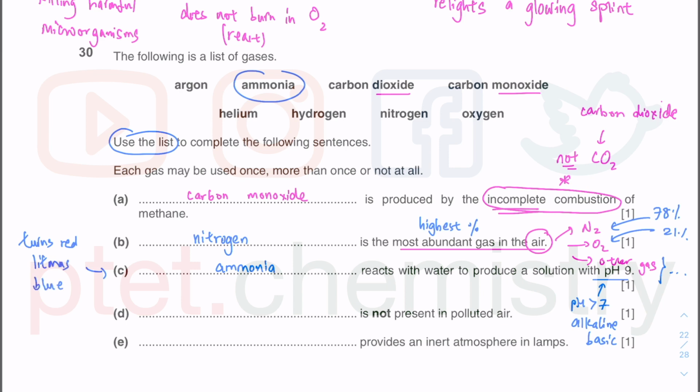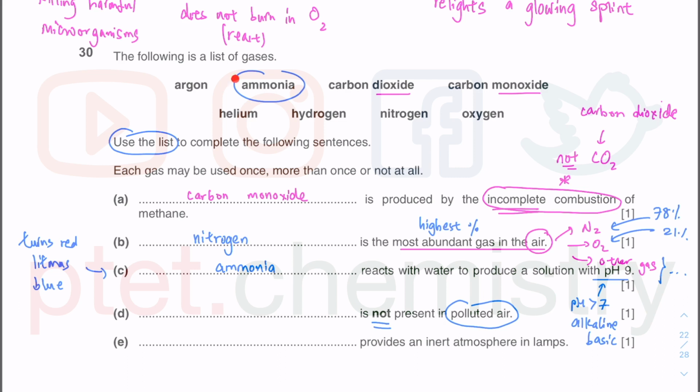Okay, now next up, not present in polluted air. So polluted air does not have this gas. I wonder what gas this is. Polluted air. Well, I mean, we have nitrogen, oxygen, and other gases, so not present in polluted air. I just figured it out now.